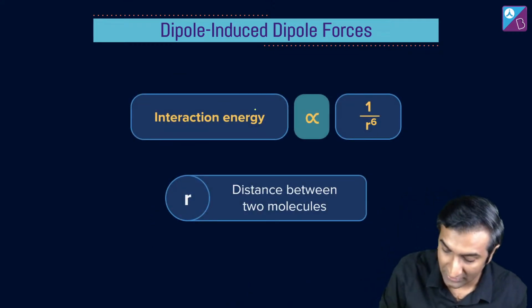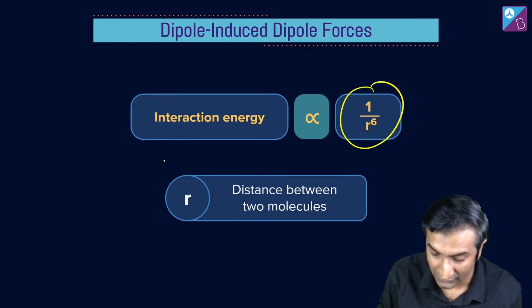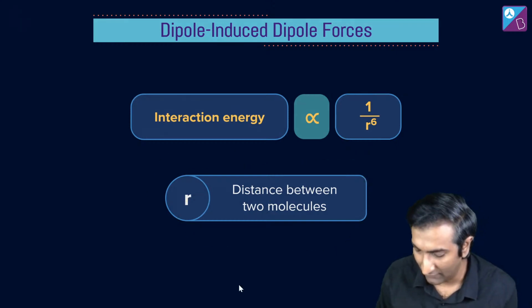And in this case, interaction energy is also same as the last one. वो मैंने discuss नहीं किया था. Proportional to 1 by r power 6. R is the distance between two molecules. Don't worry about this. I've given you a general idea.